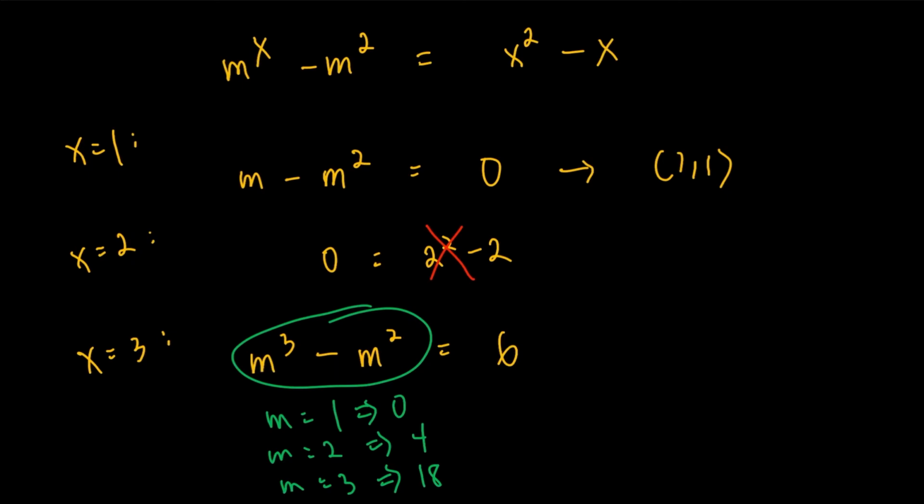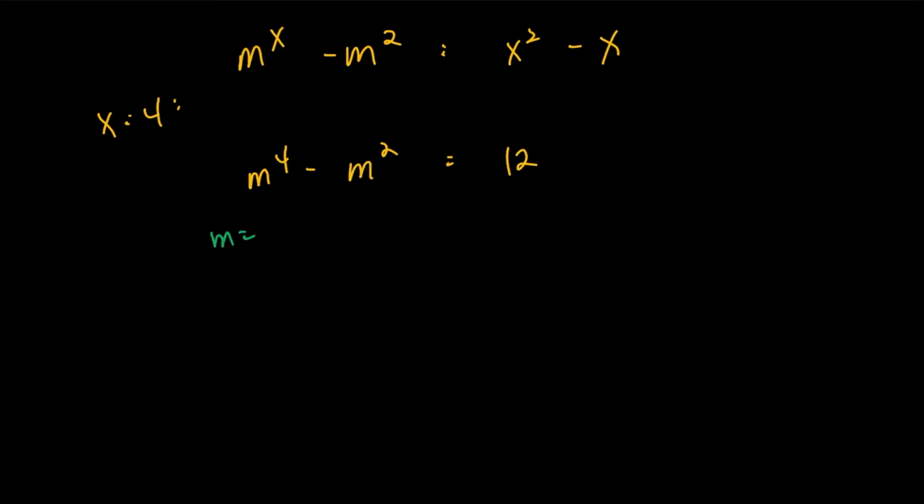Okay, so just continuing on. X equals 4 case, so m raised to x minus m squared is x squared minus x. For the x equals 4 case, m to the 4th minus m squared is going to be equal to 12. We could try to do some similar reasoning. So m equals 1 is going to give 0, that's going to be too small. M equals 2 is actually going to be correct. M equals 2 is going to give me 12. And we already got the solution (2, 4). That's how we got the (2, 4).